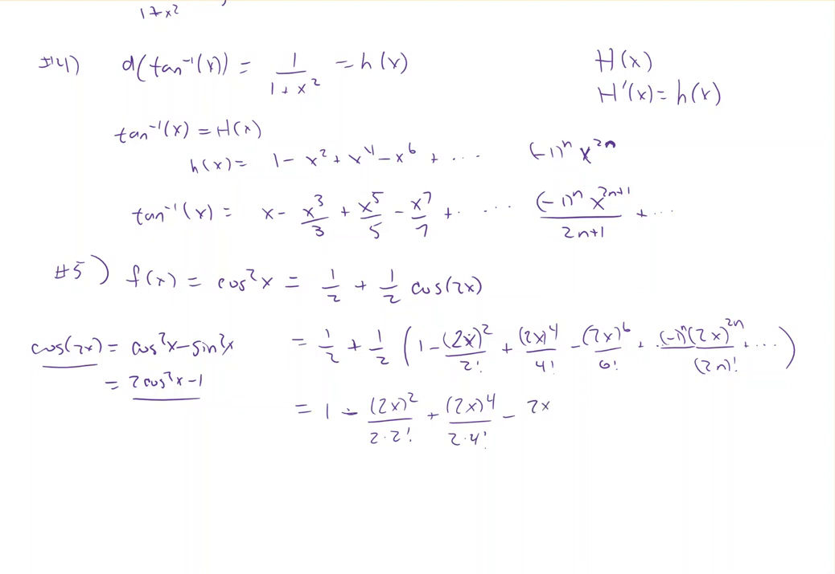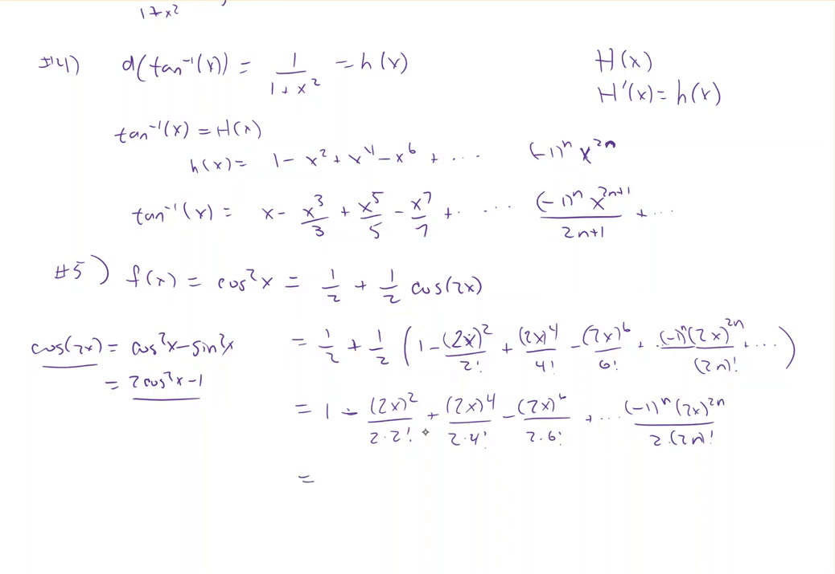Minus, how many of these do I have to do? Let's see. 4. Good. This will be the 490 term. But this could take me a while. And then I'm going to need that general term. That general term is just going to be what? Negative 1 to the n, 2x to the 2n over 2 times 2n factorial. That 2, again, is from that 1/2 that was distributed.